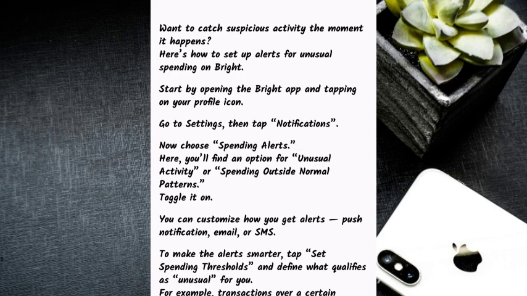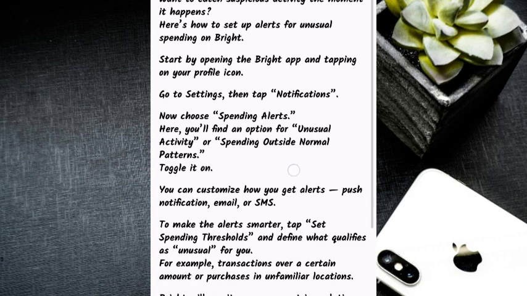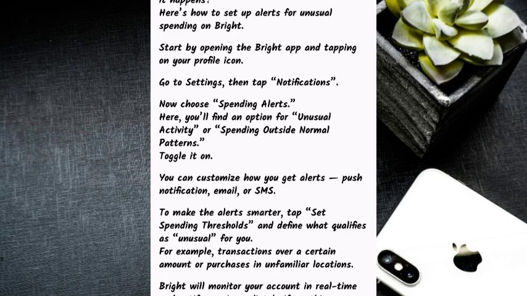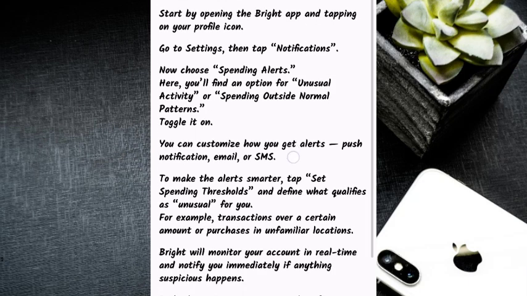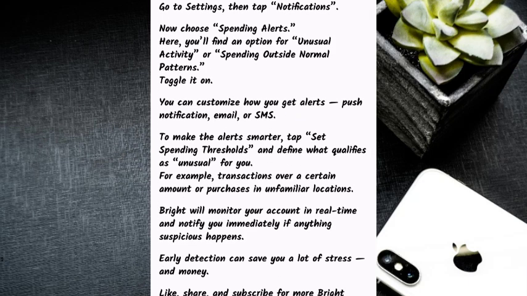To make the alerts smarter, tap Set Spending Thresholds and then define what qualifies as unusual for you. For example, transactions over a certain amount or purchases in unfamiliar locations. Bright will monitor your account in real time and notify you immediately if anything suspicious happens. Early detection can save you a lot of stress and a lot of money.